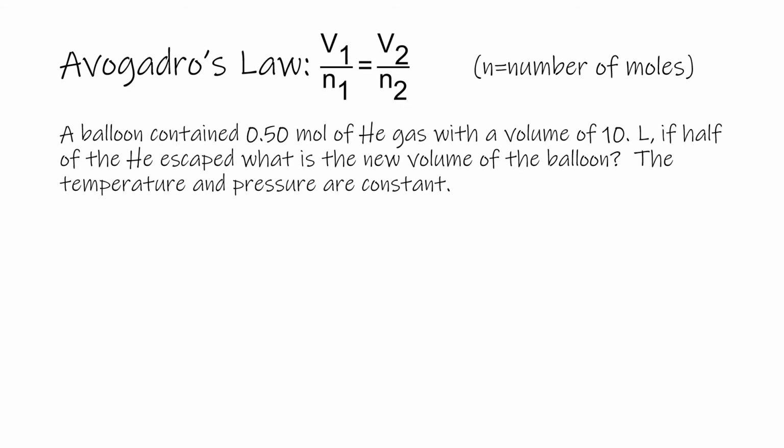Here's our problem. A balloon contained 0.50 moles of helium gas with a volume of 10 liters. If half of the helium escaped, what is the new volume of the balloon? The temperature and pressure are constant.